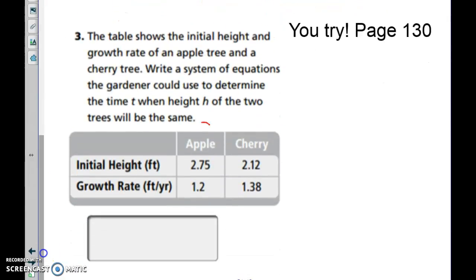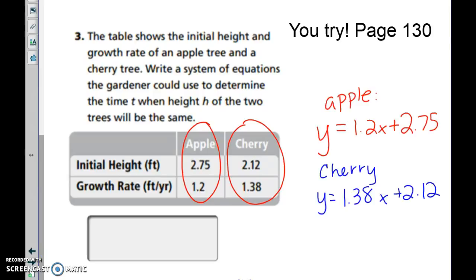All right, now you are going to try this on your own. Remember, circle it up this way and just write the equations. You do not have to graph anything. Pause it and try it on your own. Okay, your answer should have been apple, y equals 1.2x plus 2.75, and cherry, y equals 1.38x plus 2.12.